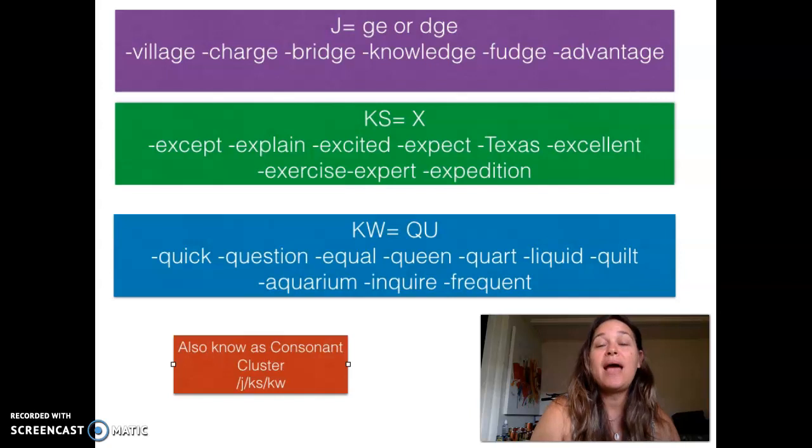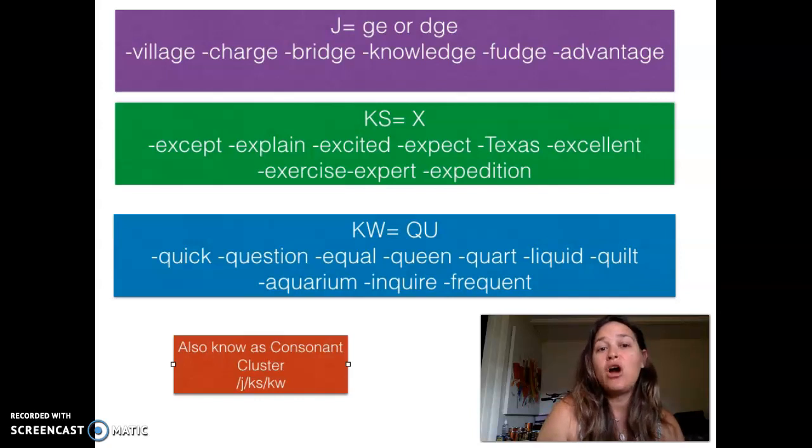The letter J, as you know, makes the sound J, like Jack in the Box, or like jump. But when you put the letter G and E or DGE together, they also pronounce the sound J, like in J. Let's take a look at some of the vocabulary words we have this week.